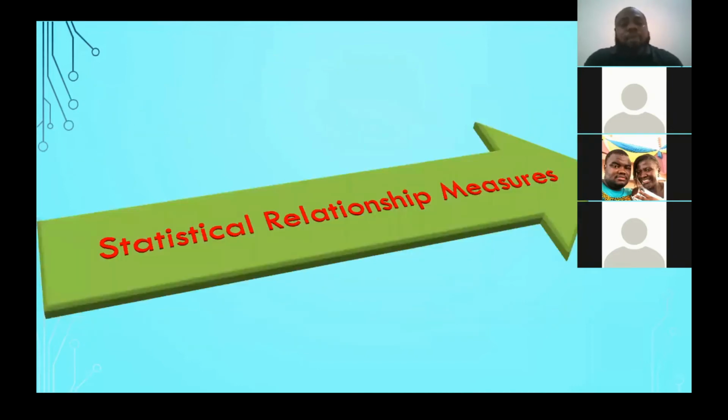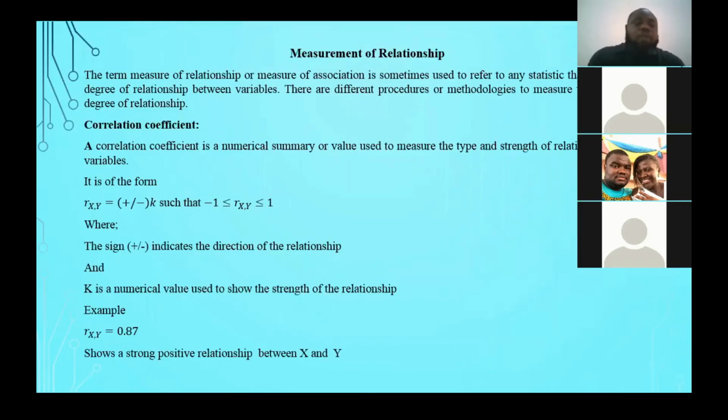Statistically speaking, there are many ways we measure relationship in statistics. I've highlighted just one I have recalled, but first things first, I would like us to look at the term measure in statistics. The term measure of relationship or measure of association is sometimes used to refer to any statistic that expresses the degree of relationship or strength of relationship between variables.